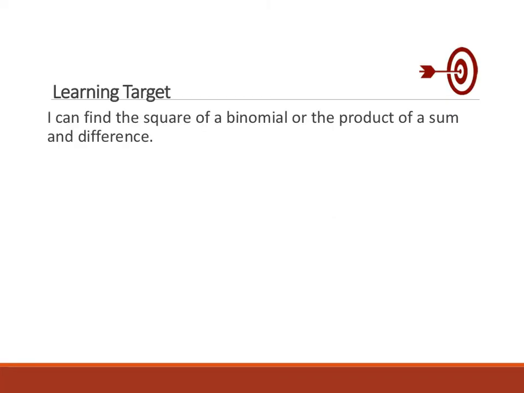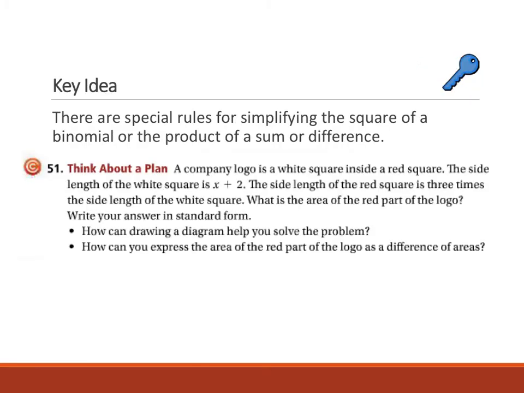The learning target for this section was, I can find the square of a binomial or the product of a sum and difference. In this case, we are going to be looking at the learning target, I can find the square of a binomial. Now remember, your key idea for this section was that there are special rules for simplifying the square of a binomial. Well, in this case, to solve this problem, we're going to apply one of those special rules that we learned. Okay, look at the problem.